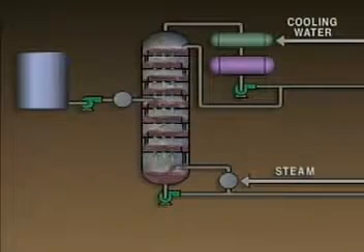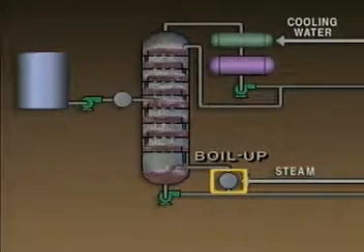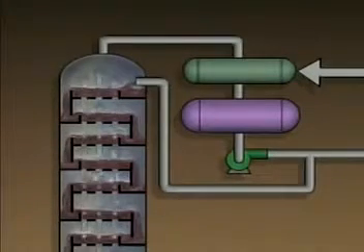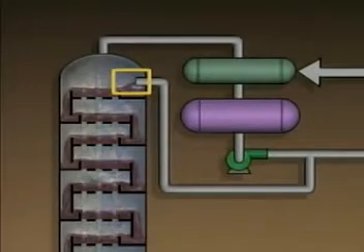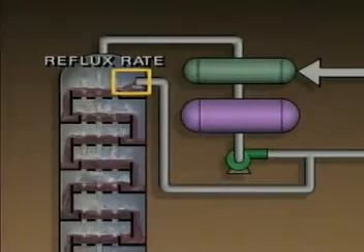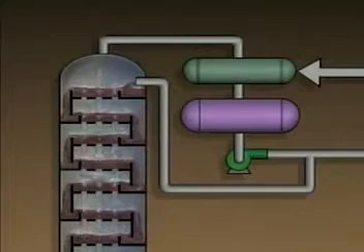At the bottom of the tower, temperature is controlled by the amount of heat that is added by the reboiler. This added heat is referred to as boil-up. The temperature at the top of the tower is controlled by the amount or the temperature of the cool liquid that's pumped back into the tower from the overhead receiver. This is called the reflux rate. Increasing the reflux rate decreases the temperature at the top of the tower.